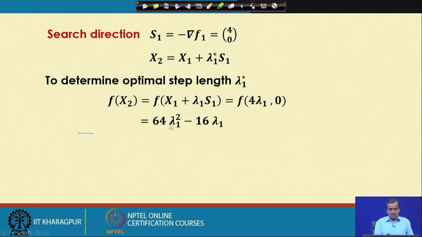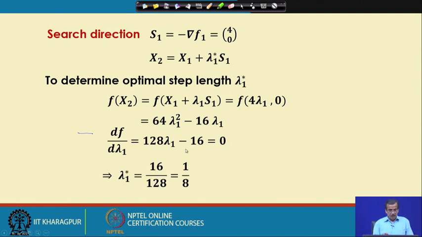Now, it has become a function of only one variable, lambda1, and to find out the optimal value for this lambda1, we can find out the derivative and put it equal to 0. So, we find the derivative, d f d lambda1, which is 128 lambda1 minus 16, and we put it equal to 0 and solve for lambda1. Now, this lambda1 star will become 16 divided by 128, that is 1 by 8. So, this is the optimal step length.